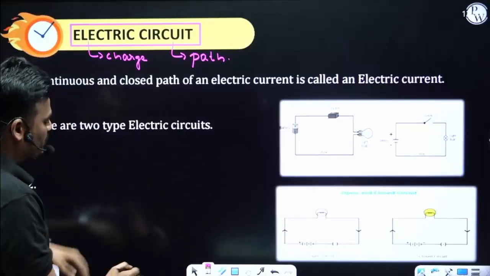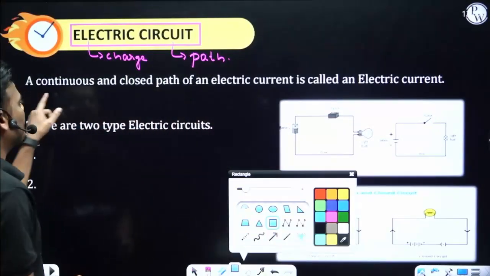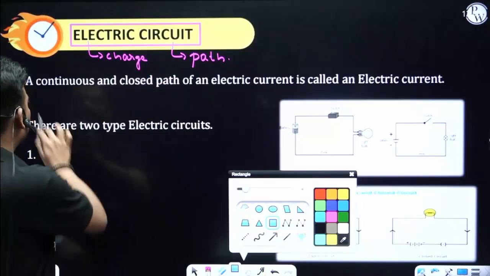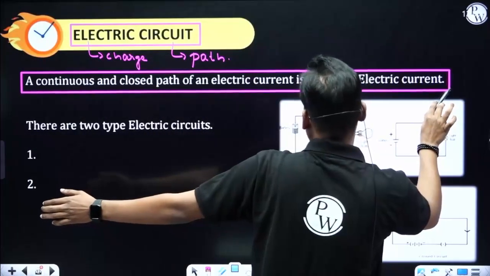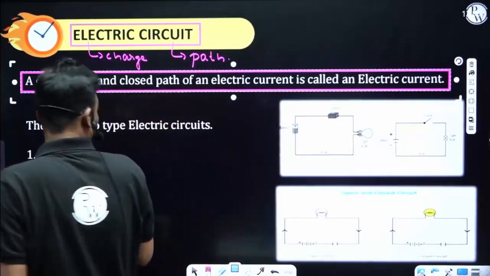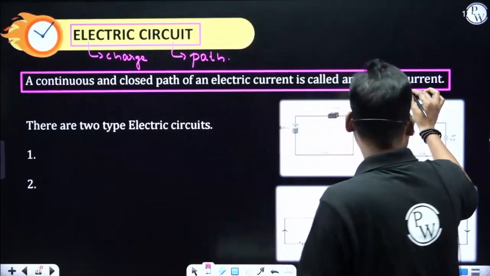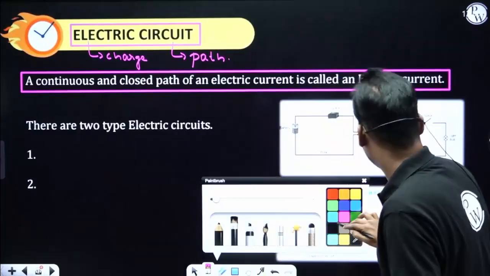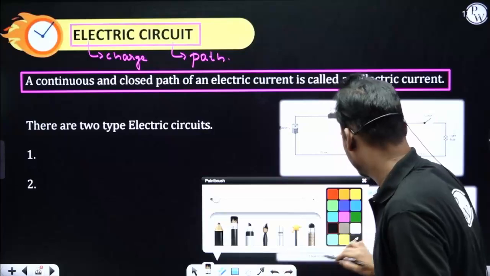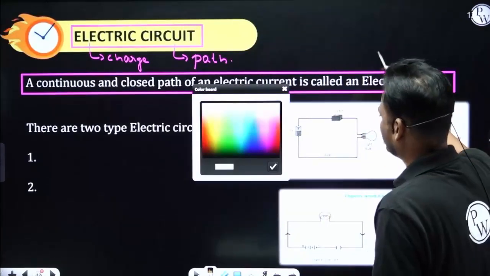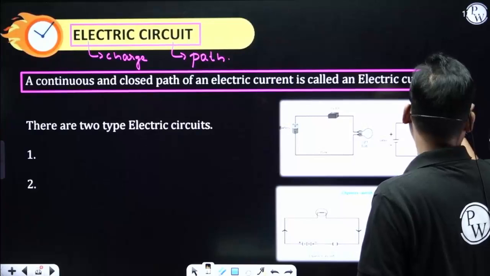First let me write the definition of an electric circuit. It is the continuous and closed path for electric current. This is called an electric circuit. This is circuit. It is not current. It is a circuit. This is circuit, not current.